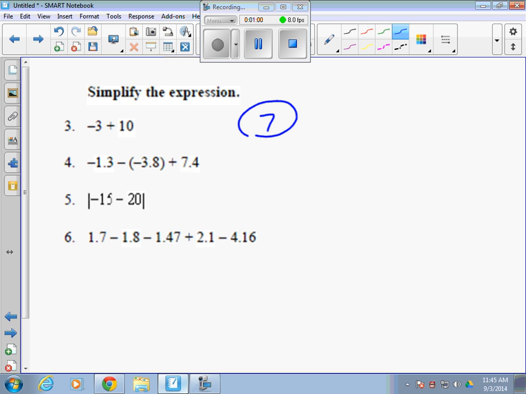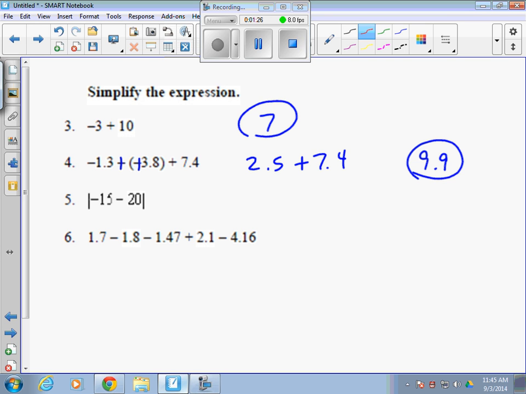-1.3 minus a -3.8. Minus a negative means plus a positive. So -1.3 plus 3.8. You subtract 1.3 from 3.8 and you get 2.5. So we have 2.5 plus 7.4. You add 2 and 7, you get 9. 5 and 4, you get 9. 9.9 for number 4.